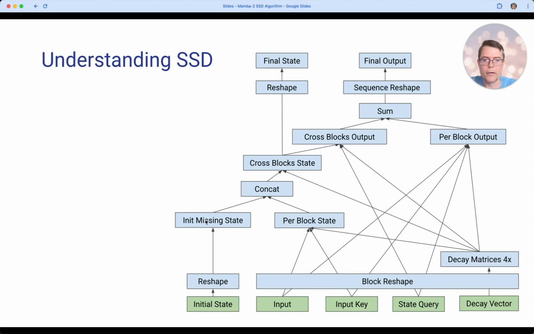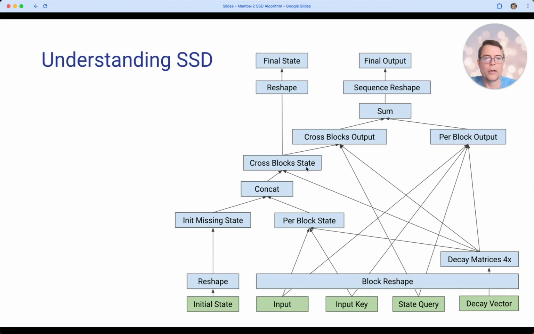Here you take care of the case where you don't have any state to start with, so you initialize it to all zeros, and then you put the initial state in front of the state you've gotten per block, and then you calculate your cross block state. So now you're seeing the state across the whole sequence.